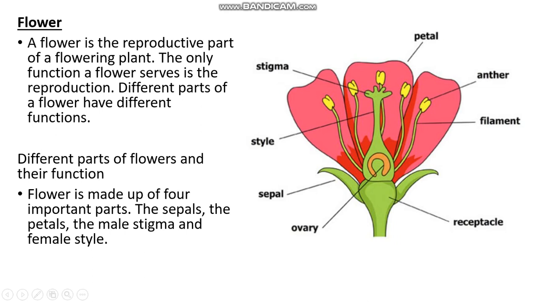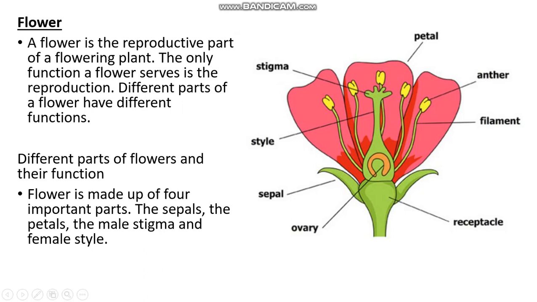Next, the female part of the flower is called pistil or carpel. That consists of stigma, style, ovary. So all the three parts together we call pistil or carpel. The swollen base we call the ovary. The short upper part is called style, and above it is the stigma. Inside the ovary, ovules are present.